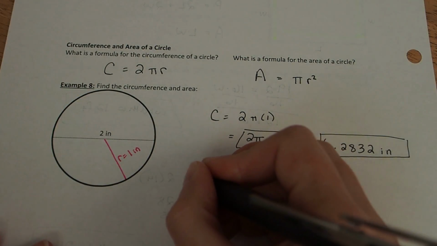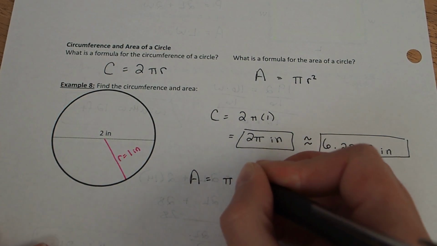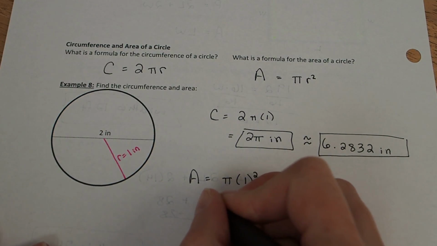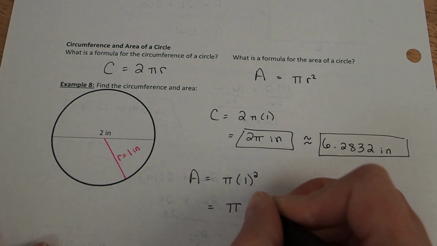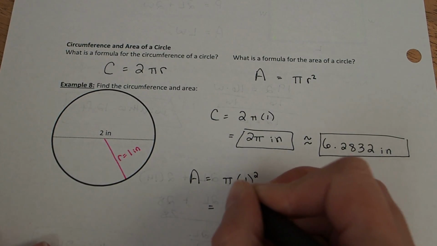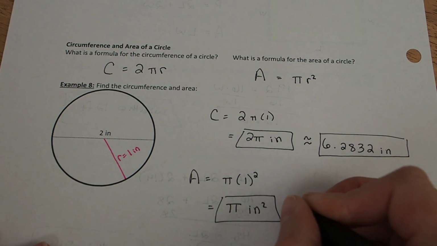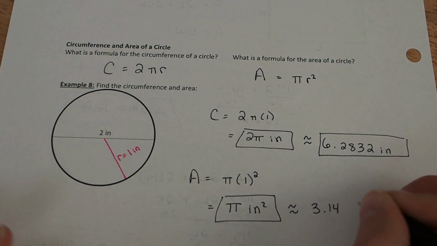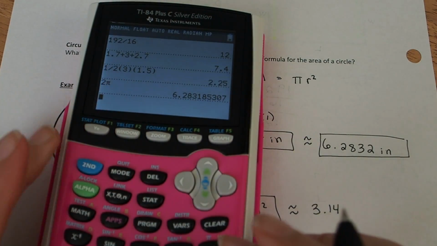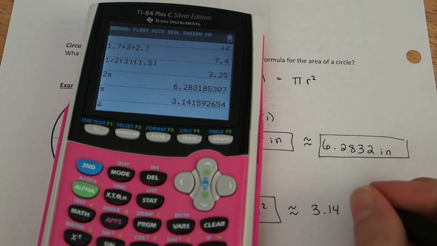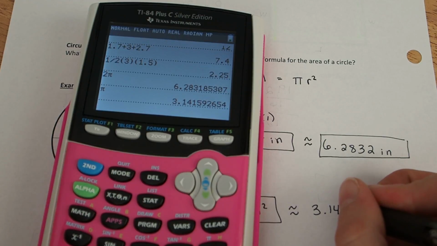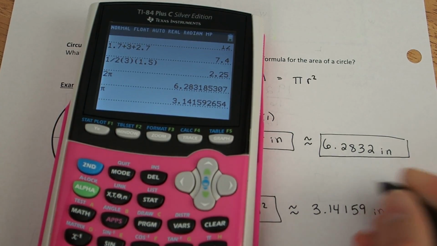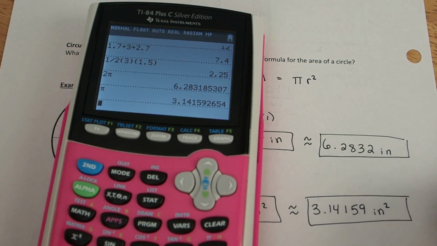Okay. And the area, that's pi times radius squared. The radius is 1. So 1 squared is 1, so the area is pi square inches exactly. And that's approximately 3.14. You could use your pi key if you wanted to expand that a little bit more: 3.14159 square inches. That would be the approximate area.